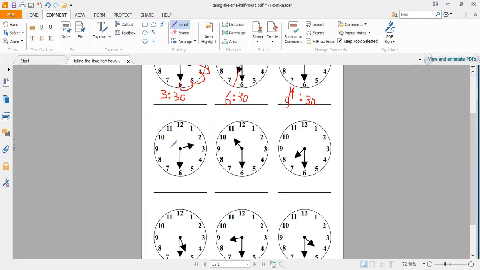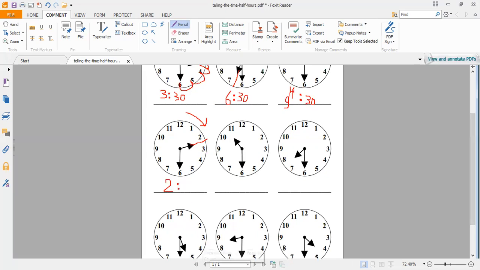Okay, let's try to answer this. We have the hour and the minutes. We're going to start with the hour hand. The hour hand here points to a number between 2 and 3. It didn't reach 3. We said that the clock always walks like this, right? That means it's going out from 2 and going into 3. It didn't reach 3 yet, which means it's still 2.